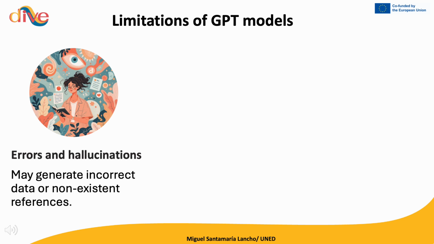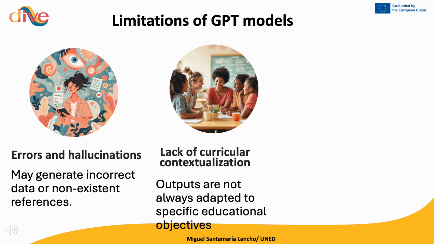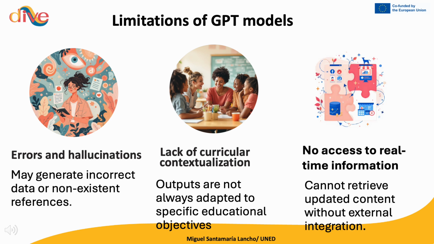Although GPT models are powerful tools, it is important to understand their limitations. First, they may produce errors or hallucinations. This means they might invent data or cite authors that do not exist. This is a known issue in generative models. Second, GPT responses may lack curricular alignment. While they are coherent, they are not always tailored to specific learning goals or the structure of a given course. Finally, GPT models do not have access to real-time data unless connected to external systems. This means that factual information may be outdated or incomplete. Being aware of these limitations helps us use the tool critically and design safer educational applications.